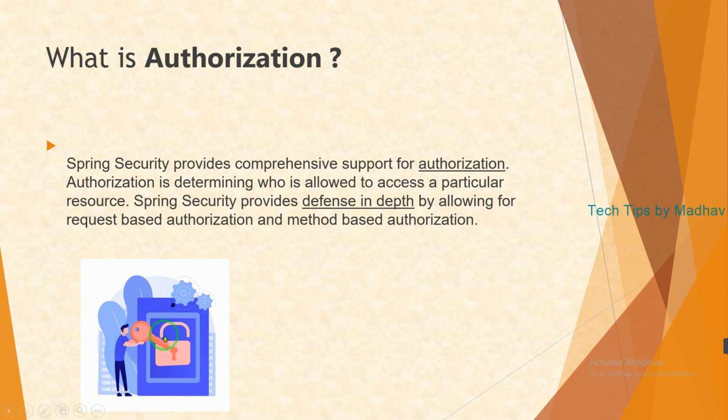If you take the bank here, if the person is a manager, after entering the bank, he can do the manager related activities. If the person is a cashier, he can do the cash related activities inside the bank. So that mechanism we call authorization, allowing them to do certain activities based on his role.